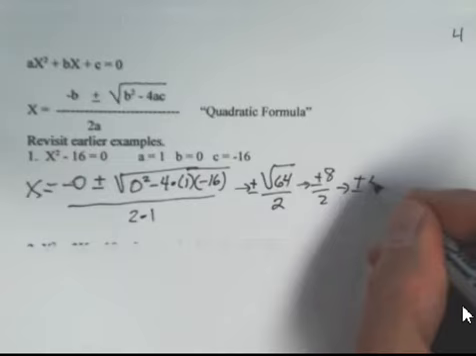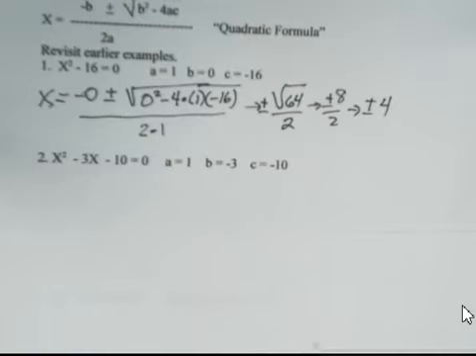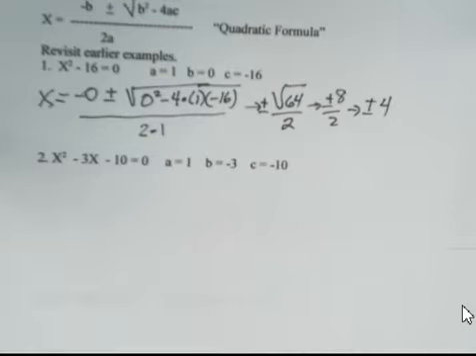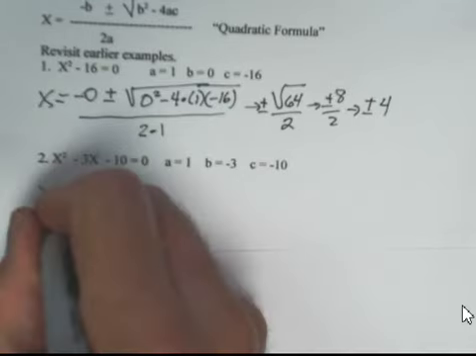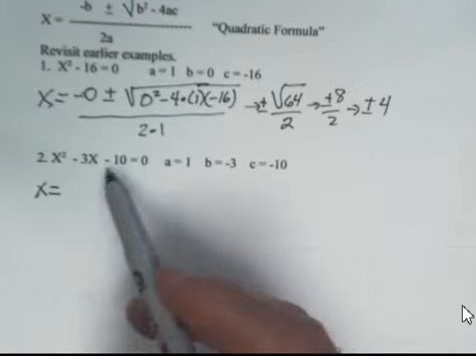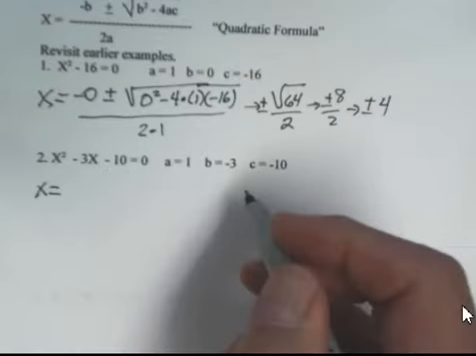Okay, next one. Again, pause the video and check notes that you might have made if you have questions. X squared minus 3x minus 10. We solved this one by factoring, and we came up with minus 2 and plus 5, if you remember. Let's see what happens with quadratic formula. So x equals a is 1, b is minus 3, the coefficient of x to the first power, and c is minus 10. So minus b is going to be minus a minus 3, plus or minus square root.